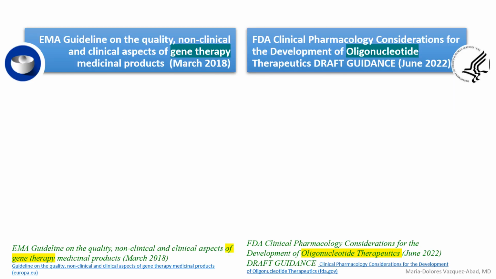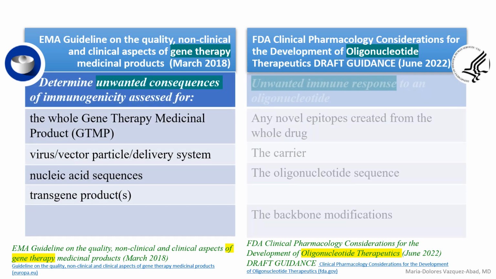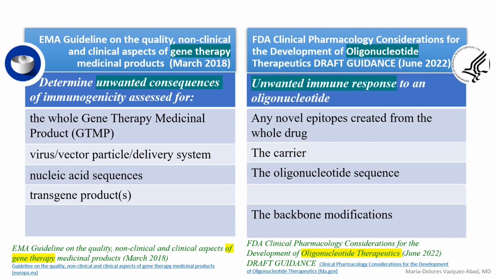The guideline from EMA on gene therapy and FDA on oligonucleotide development, both of them refer to additional immunogenicity assessments that are inherent to these modalities and may not be found in other protein therapeutics. So on the left, I listed the ones from EMA, and on the right, the ones from FDA. Both of them are saying that we need to consider the whole drug, but also we need to consider the components like the vector or the delivery system or the carrier, depending how they call it.